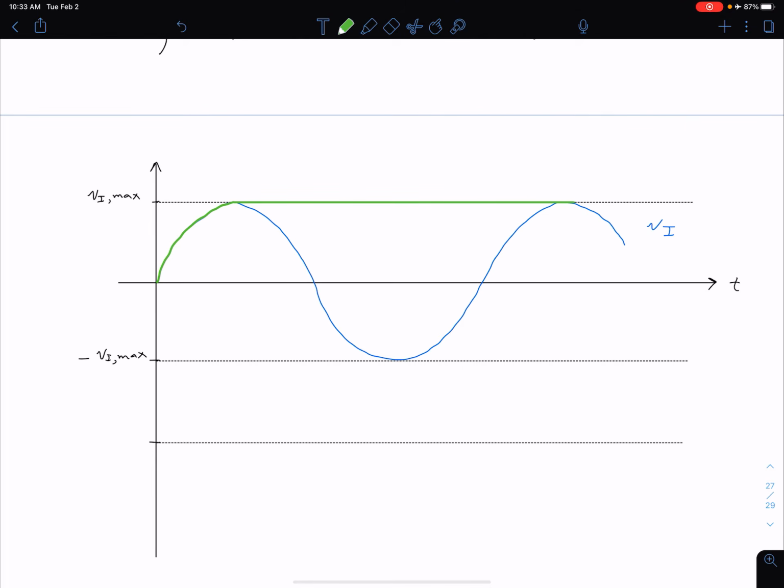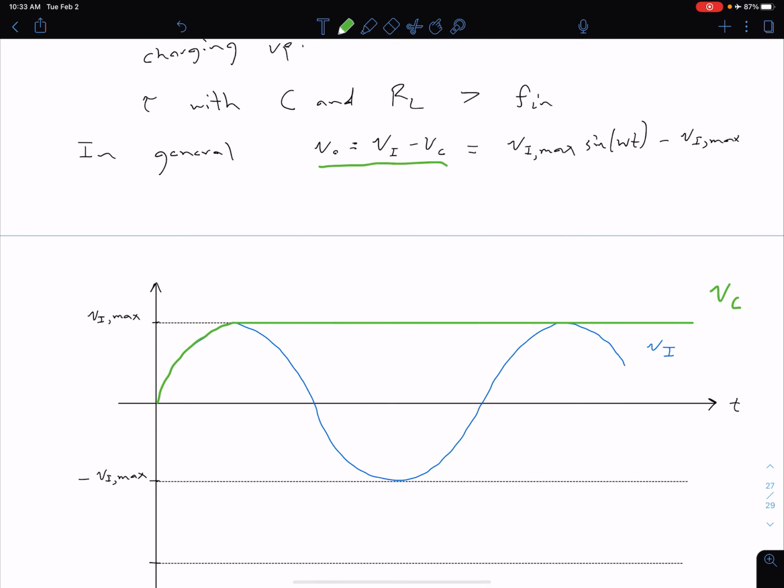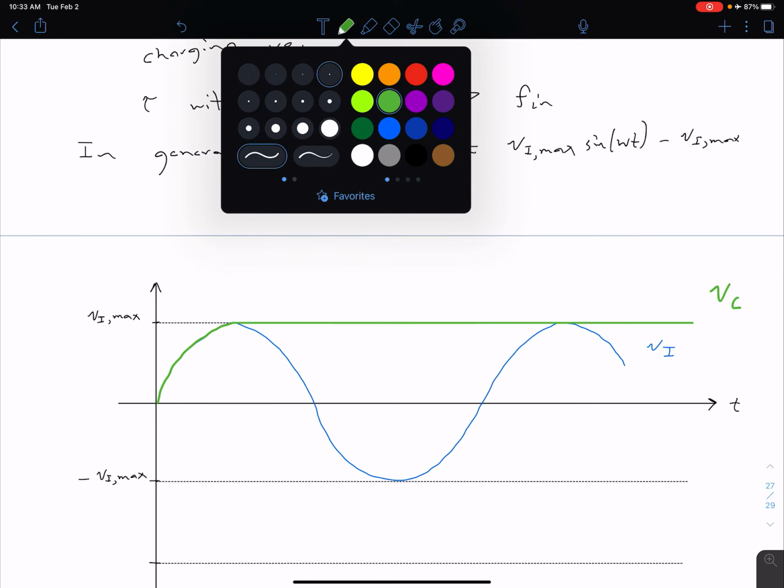And so maybe if we zoomed in on some part in here, what we would see is it's going like this, and then it starts charging up again. And then over here it starts discharging and charging up again, but it's so small that it basically just looks like a straight line. And so this would be our capacitor voltage VC. So now remember, in general, we said that our Vout is equal to Vi minus Vc.